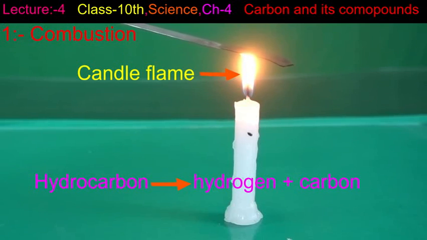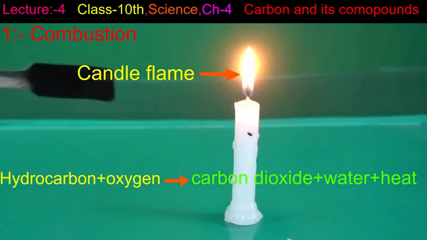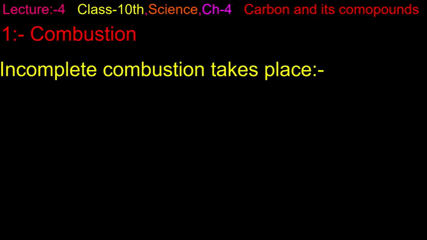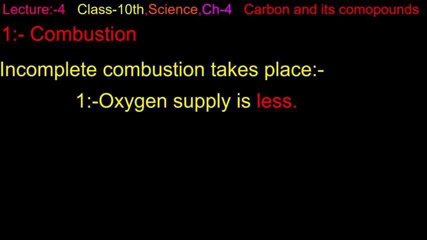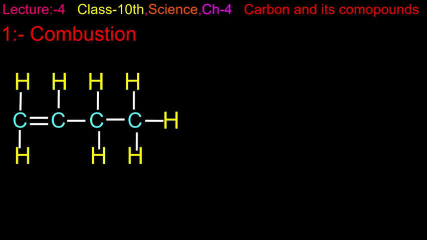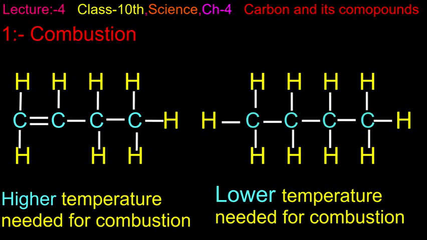On incomplete combustion, some carbon remains unburnt, and that is given out in the form of smoke. Incomplete combustion takes place when either oxygen supply is restricted or less, or the flame temperature is low. Carbon and unsaturated hydrocarbons need higher temperature for complete combustion as compared to the temperature needed for saturated hydrocarbons.